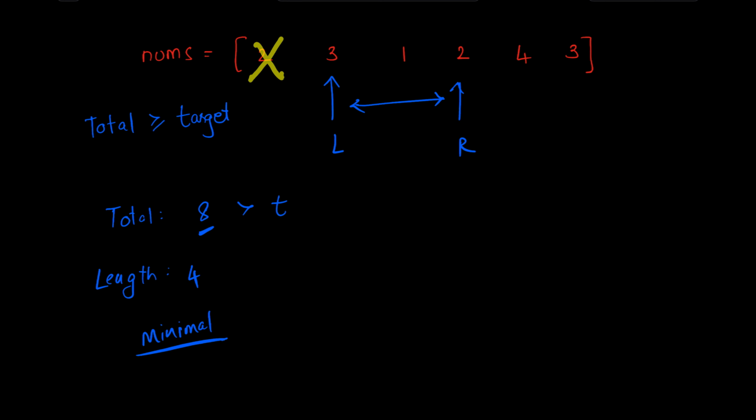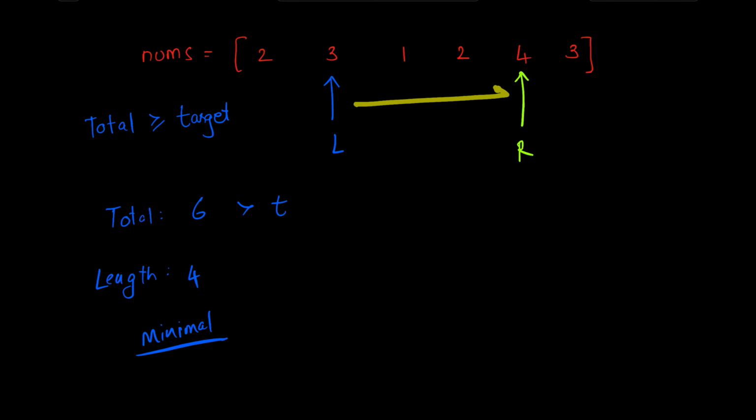As 2 is no longer part of the subarray, we should remove it from the total as well. So the updated total is now 6. After this change, the total is no longer greater than the target. Similar to the previous operation, we now need to increment r to bring in one more value into the range.